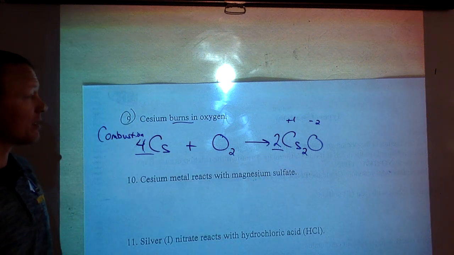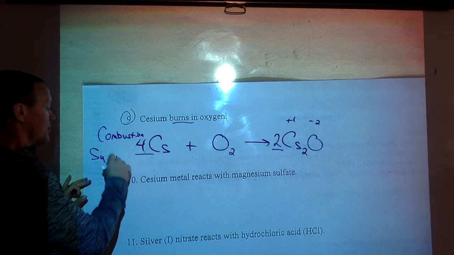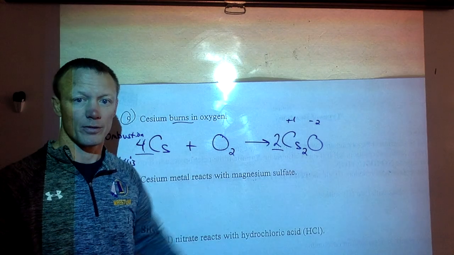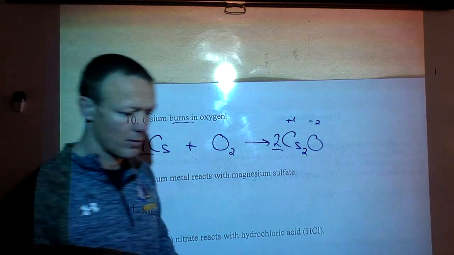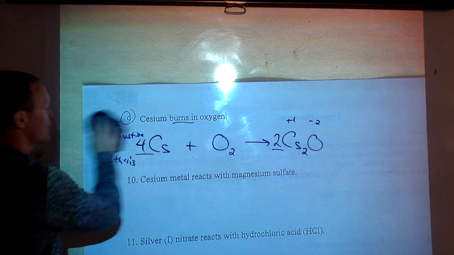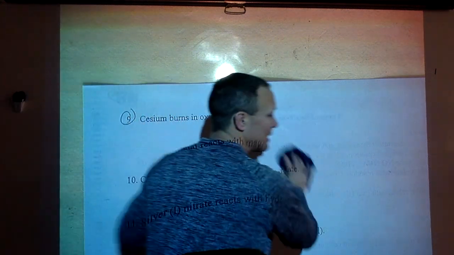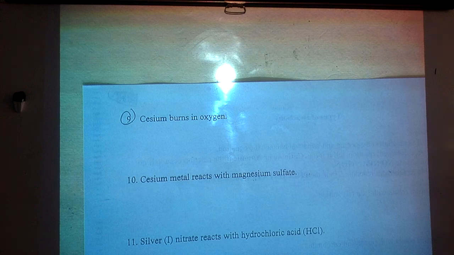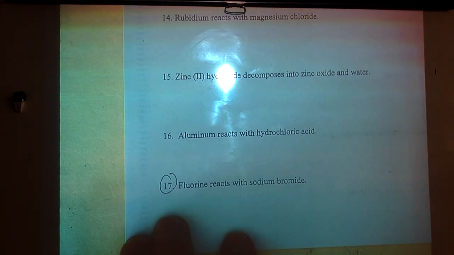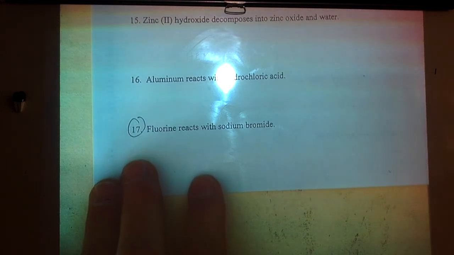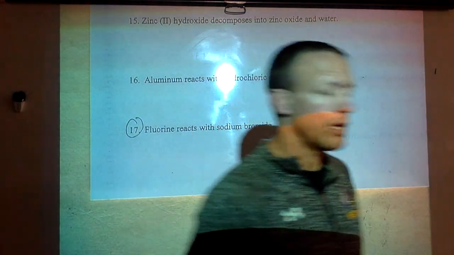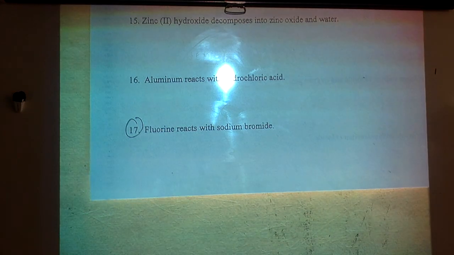This also could be considered a synthesis reaction because you're taking 2 things and making 1. That's number 9. That would be, again, combustion. I'm going to do number 17, and maybe 16 also. We'll see.